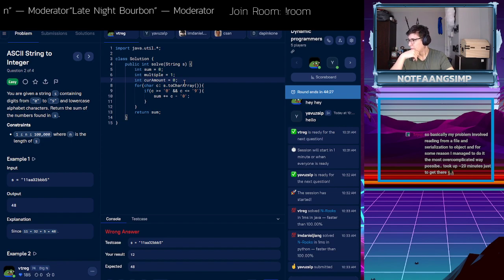So basically, the problem was about reading from a file and serialization to an object, and for some reason, I managed to do the most overcomplicated way possible. It took 20 minutes just to get there.